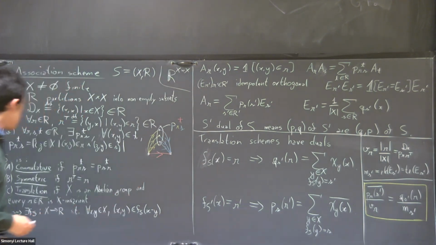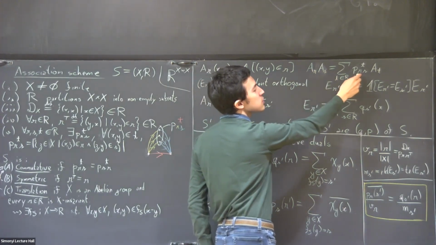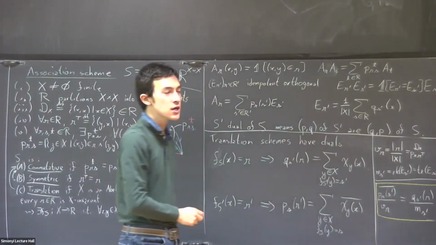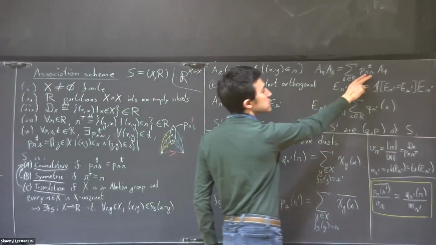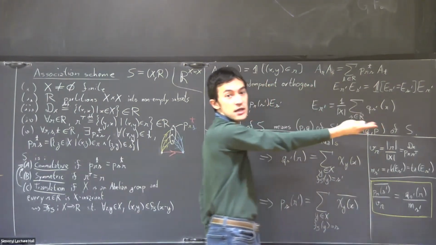Then we saw that the condition of commutativity was nice because it meant that this algebra was simultaneously diagonalizable. Commutative meant exactly that the matrices of this algebra commute, because the product of A_R and A_S can always be written as a linear combination of the A_T using the intersection numbers. So when you say commutative, it means these two can flip, and when you flip them, you get the same thing.